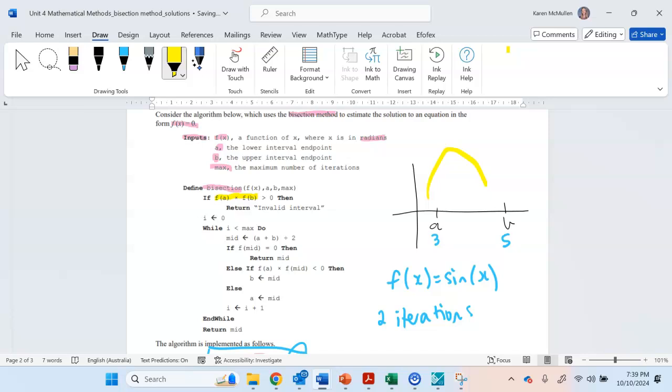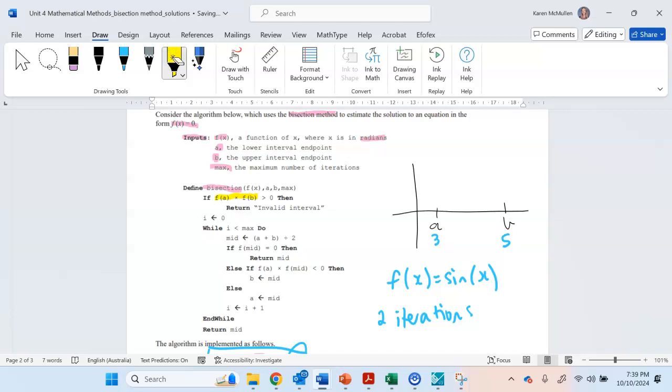So a positive times a positive gives you a positive. So that's why you've got an invalid interval. You want something below, which is negative, and something above, which is positive. So then you get less than 0. So basically that's what that part means.